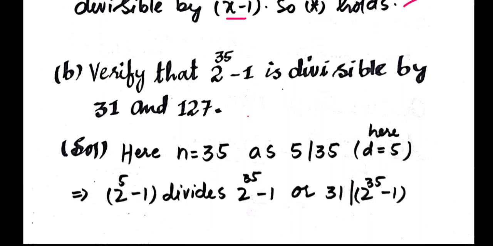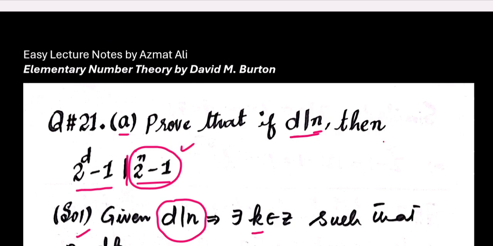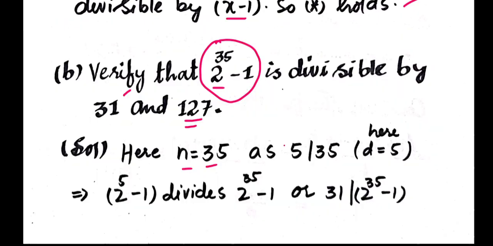Its B part is, we have to verify that 2 raised to power 35 minus 1 is divisible by 31 and 127 by using A part. Here n is 35. If you compare 2 raised to power 35 minus 1 with the number 2 raised to power n minus 1, we have n is equal to 35. As 5 divides 35, so we set here d is equal to 5.